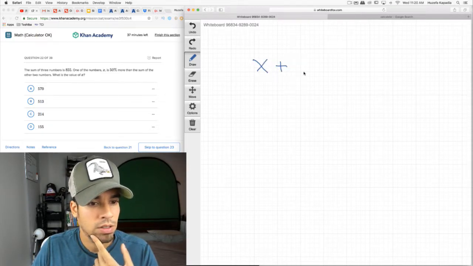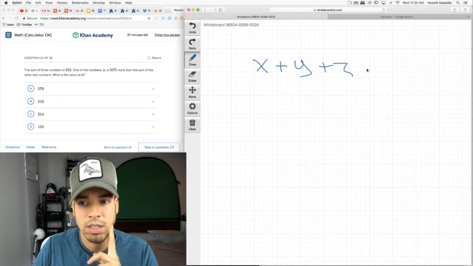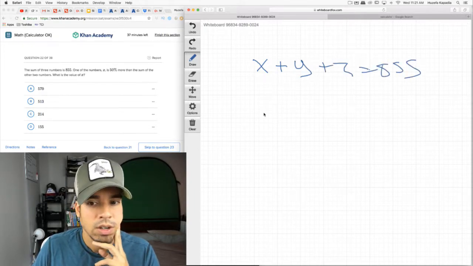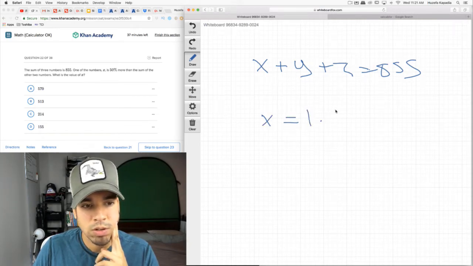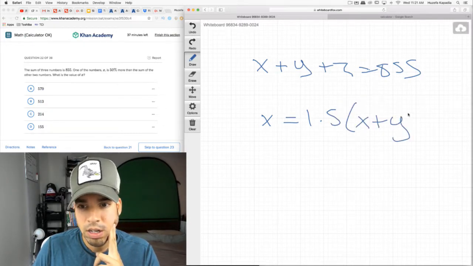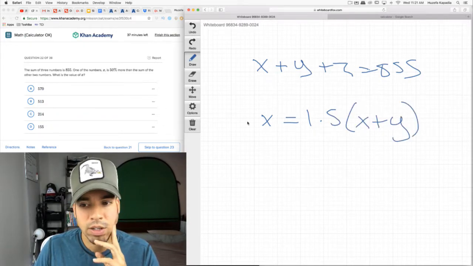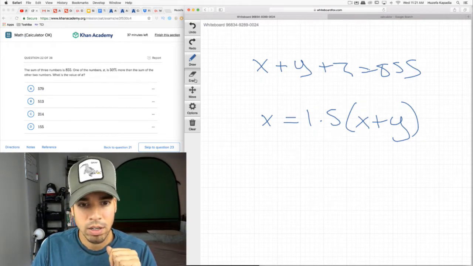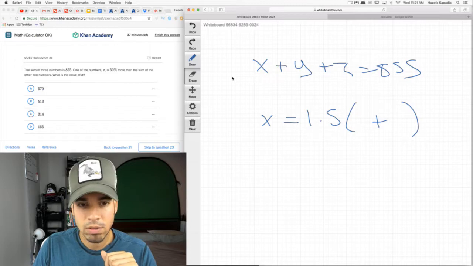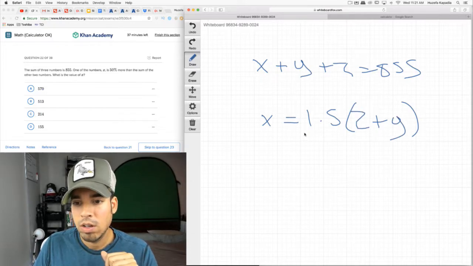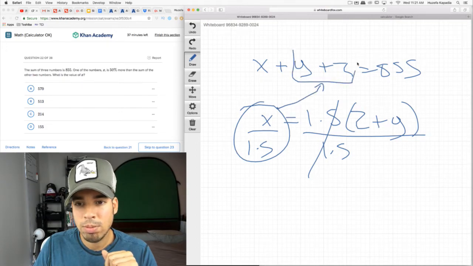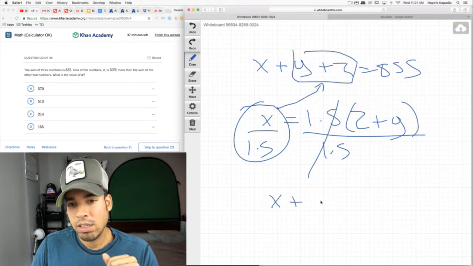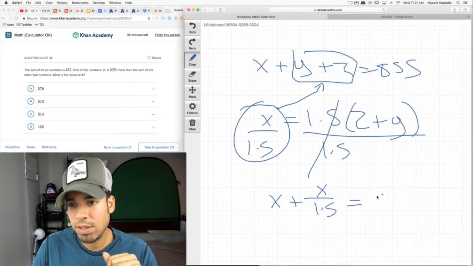Next, the sum of 3 numbers is 855. X plus Y plus Z is 855. One of the numbers, X, is 50% more than the sum of the other 2 numbers. What is the value of X? So this is going to be a little substitution. Oh, wait, the other 2 numbers, Y and Z. Excuse me. Divide both sides by 1.5. Now we can do a little substitution. X over 1.5, plug it in for Y plus Z. So we got X plus X over 1.5 equals 855.